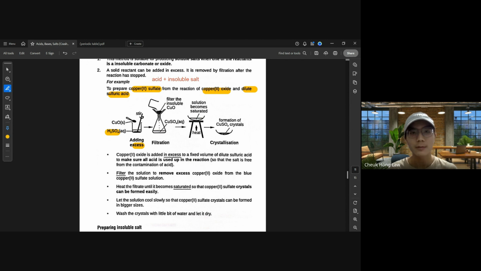Okay, then we know that we have our copper 2 sulfate solution. Once the mixture is done, you're left with copper 2 sulfate solution and excess copper 2 oxide. This one is excess. So what do you do to remove the copper 2 oxide? You filter it, correct? You filter so that you have your copper 2 sulfate solution. Then what do we do when we have the solution?